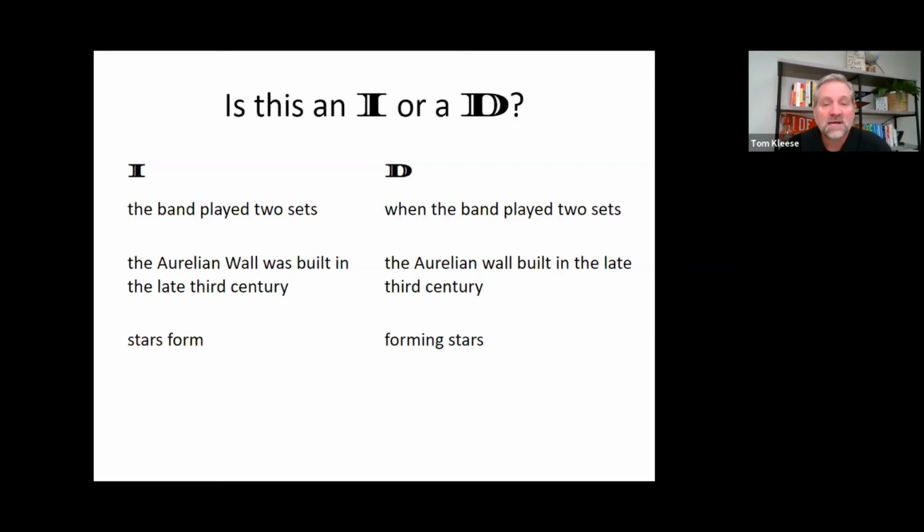And then the last one, independent clauses don't have to be long. They just need a subject and a verb, and they need to be a complete thought. Stars form. Boom. Subject, verb, period. That's it. Forming stars. That's not a complete thought. That's a dependent clause. Okay?